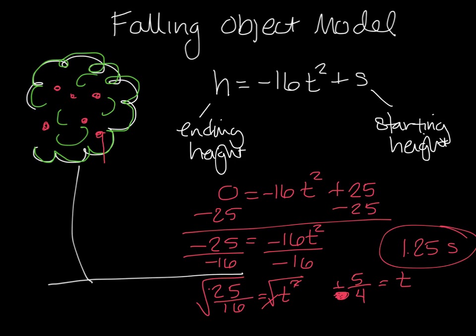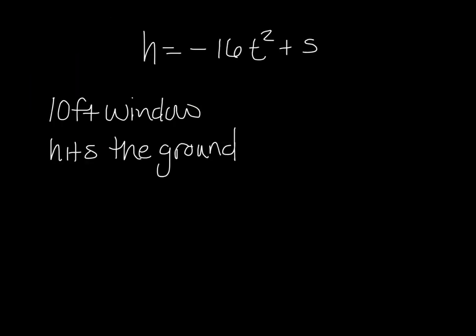Now let's do another problem. Let's say we have a window and there's a planter on the window ledge, and all of a sudden it tips over and hits the ground. How long did it take for it to hit the ground? What we're going to do on this one is plug in 10 for S, because it started out at 10 feet. We want to hit the ground, so we want H to be 0. We plug in the rest just like before.